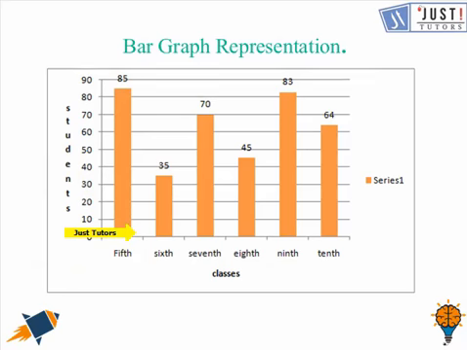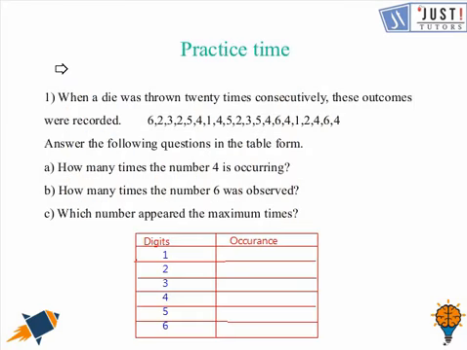Now we've got some practice questions for you. If you want to try the questions by yourself, you can pause the video and match your answers later. The question says, when a die is thrown 20 times consecutively, these outcomes were recorded. The outcomes are here and we need to answer the following questions. How many times is the number 4 occurring? In this case, we need to count how many times each digit occurs.